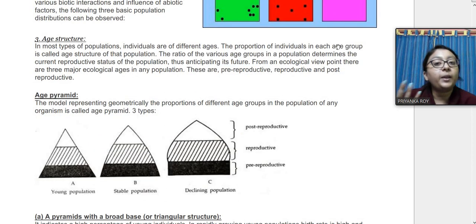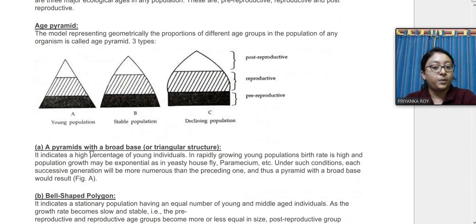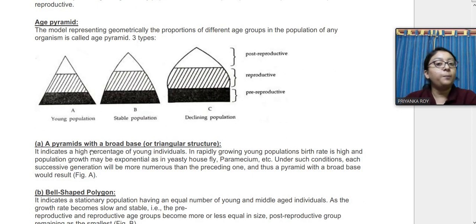So next, coming to the age structure. We all know that in a population there are different age groups. One is the pre-reproductive age group, then the reproductive age group, and the last one is the post-reproductive age group. According to the number of individuals in these three age groups, we can form pyramids called age pyramids. The shape of the pyramid represents what kind of population it is.